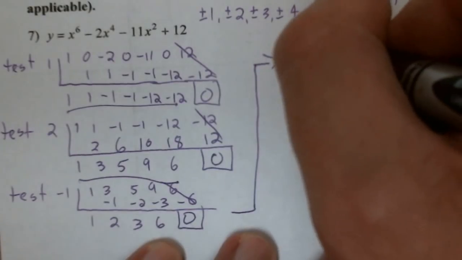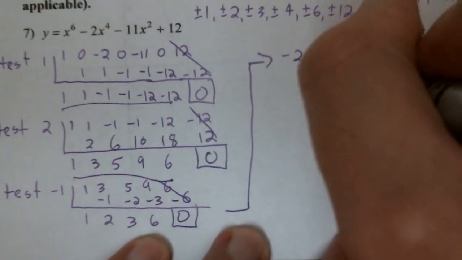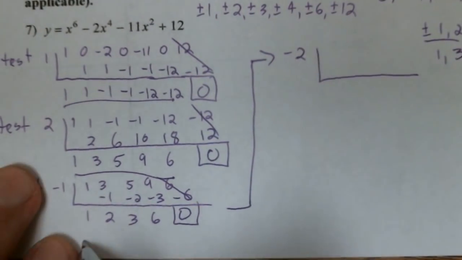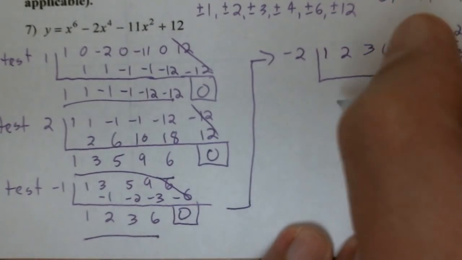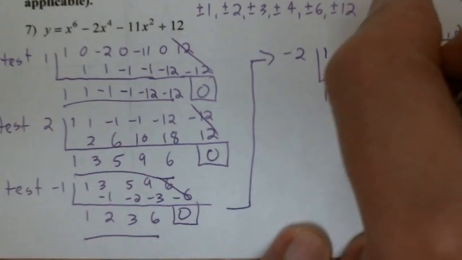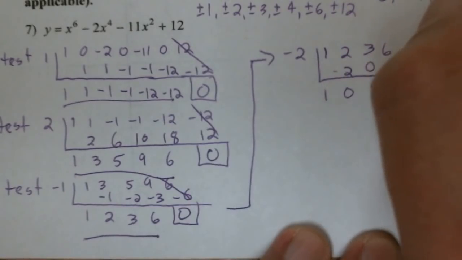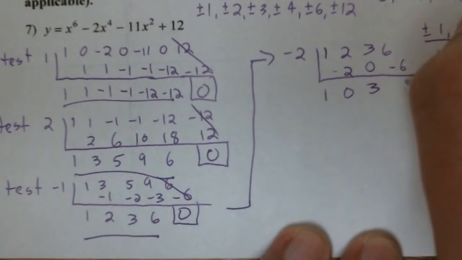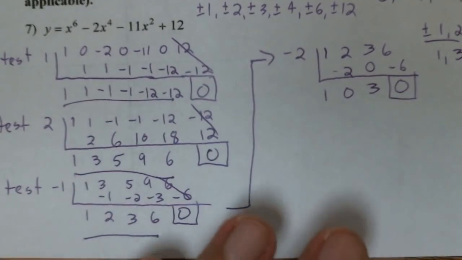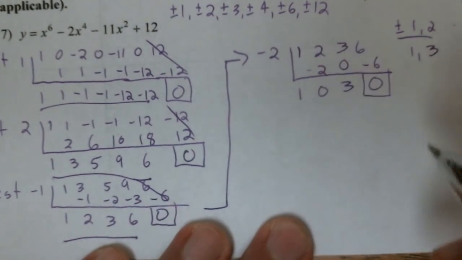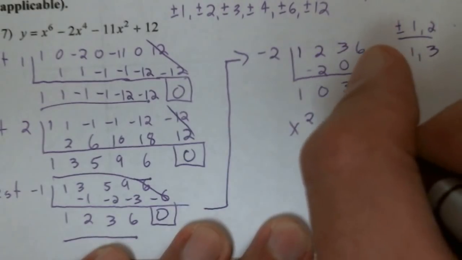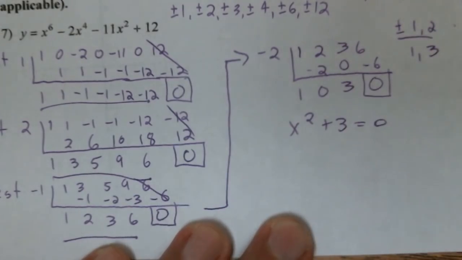Let's test the -2. Okay, and I'm doing that on these guys. 1, 2, 3, 6. Bring down the 1. That's -2. That's a 0. That's 0. That's 3. There's our -6. They cancel. Now we've got it down to our quadratic. That's the constant. That's the x. That's the x squared. So the x squared plus 3 equals 0.